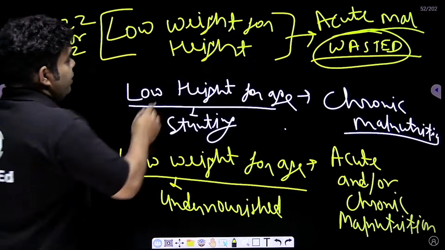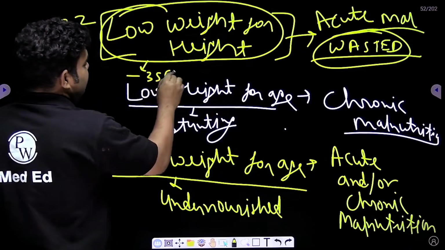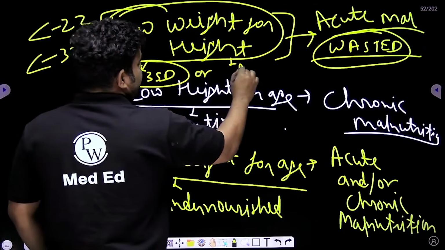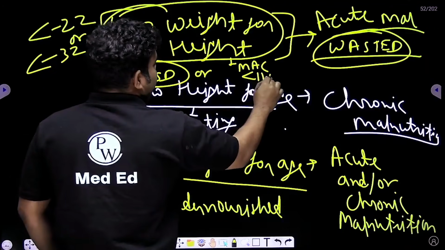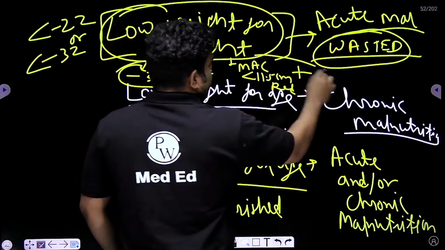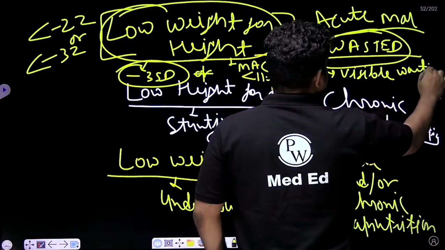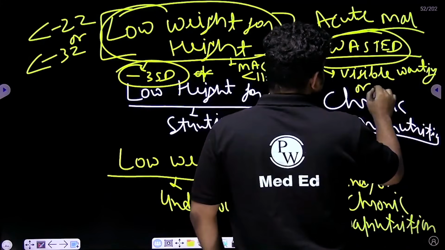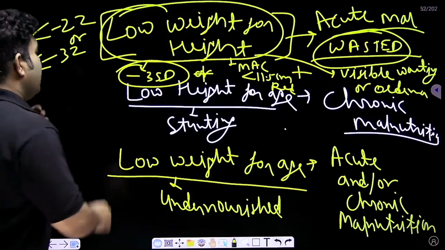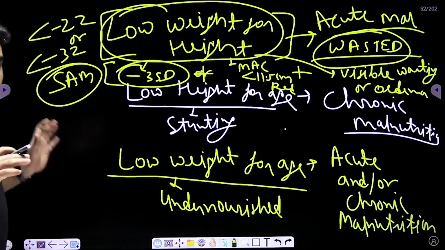And remember, when low weight for height is less than -3 standard deviation, less than -3 Z score, or mid-arm circumference is less than 11.5 centimeter, which is red in color, or there is visible wasting and edema. Visible wasting, you can see that the child is dried up, or there is pitting edema. If any of these 3 criteria is there, then we call the child SAM, severe acute malnutrition, which is asked again and again in pediatrics.